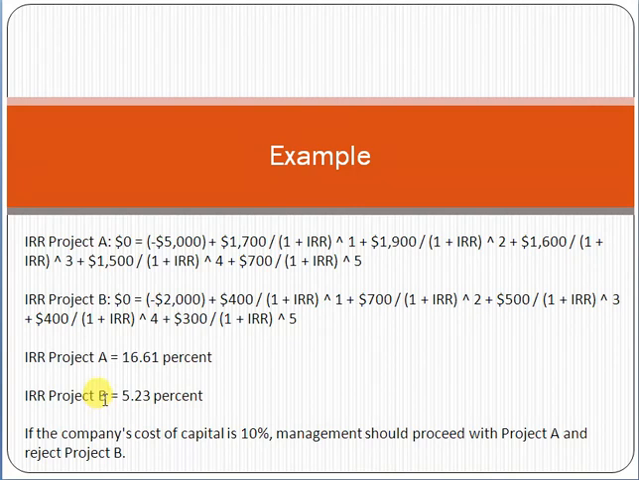Okay friend, so why should they select project A? Because the internal rate of return for project A is 16.61%, which is more as compared to project B's 5.23%. 16.61 is better, the rate of return or profit is a better ratio. So that's why we should select project A and reject project B.